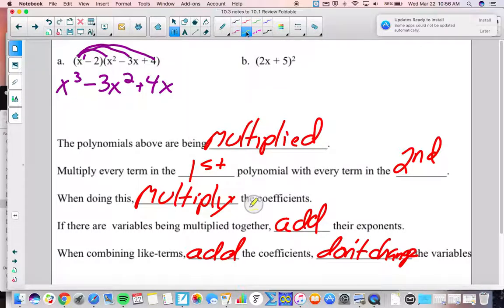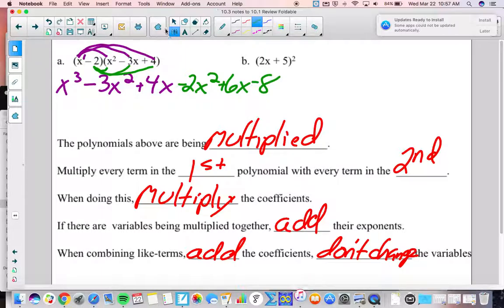Now I will distribute a negative 2 through. So negative 2 there, there, and there. So I get negative 2x squared, positive 6x, and negative 8.